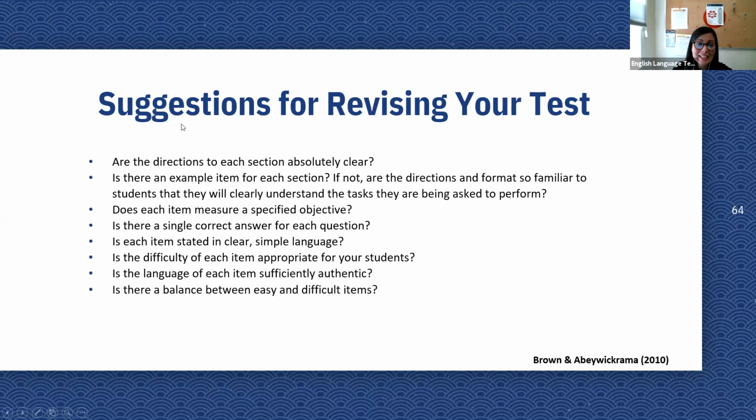Do you start with easy items? That's what's recommended in the research, right? You always start a test with something that is easier to get students motivated and to lower that anxiety level. So you always start with easy tasks and then you progressively get harder.